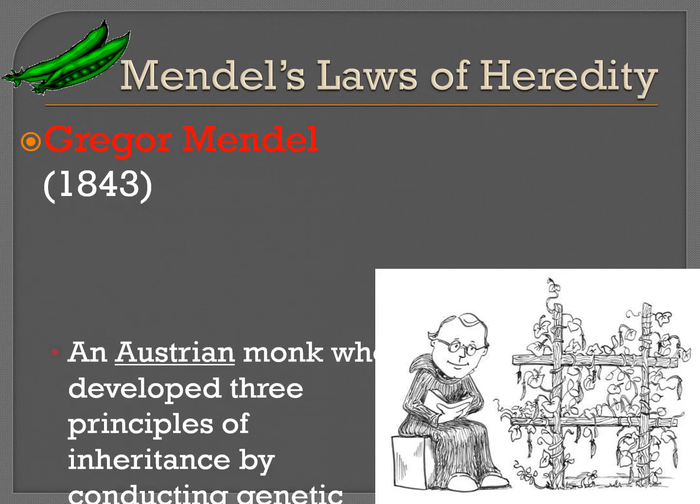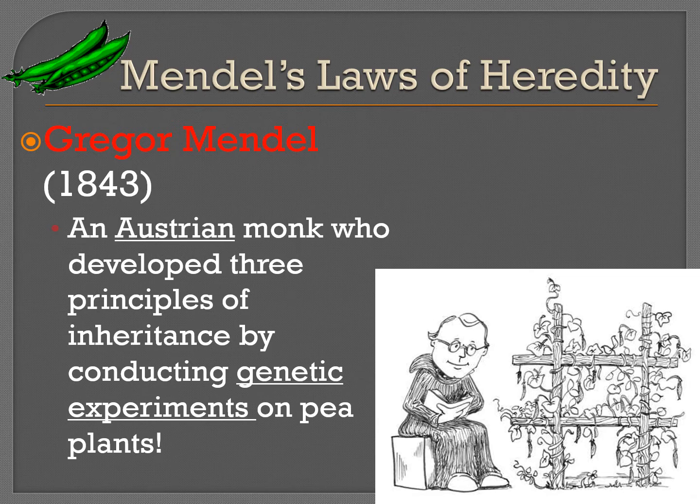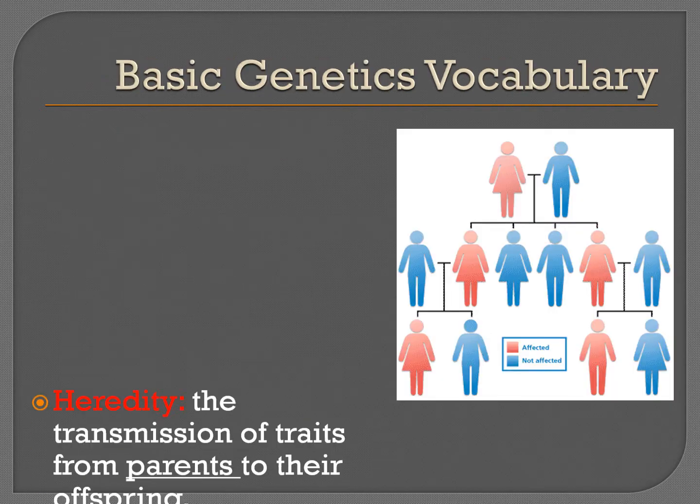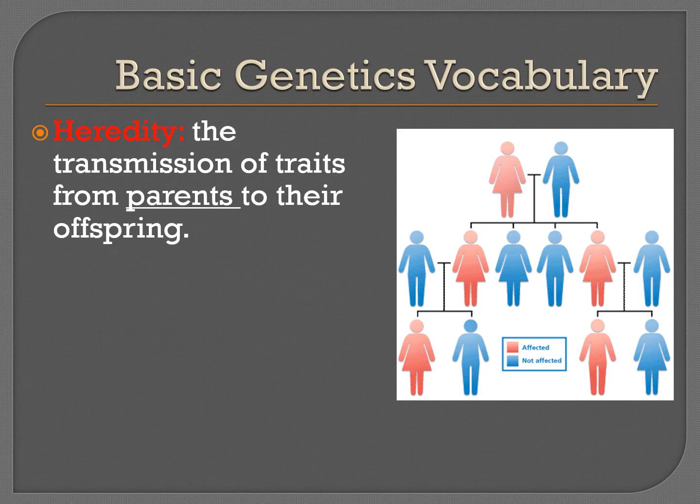Gregor Mendel was an Austrian monk who developed three principles of inheritance by conducting genetic experiments on pea plants. So on your test, if they ask, it's definitely pea plants. So let's go to this vocabulary. Heredity is inheriting from parents to their offspring.